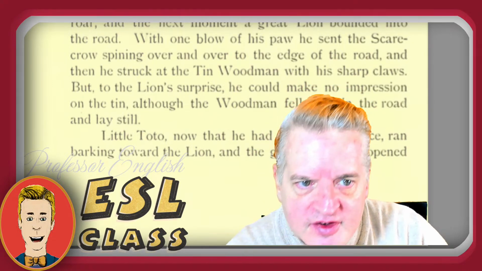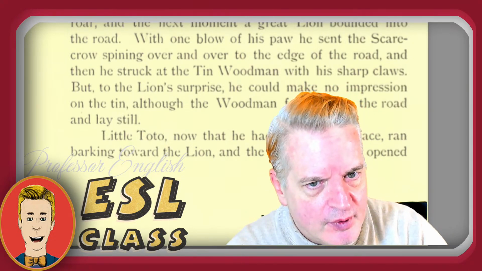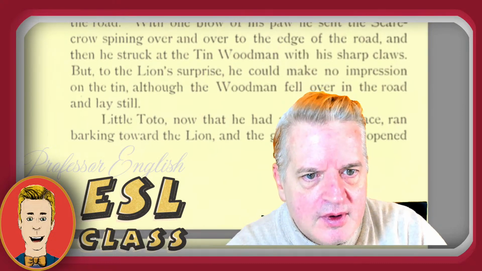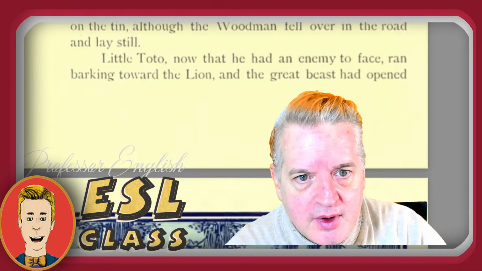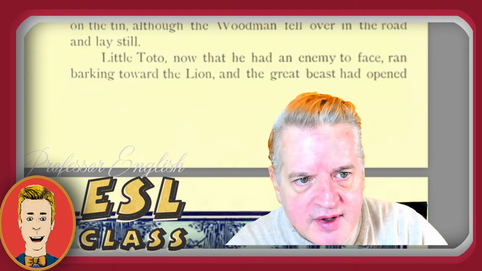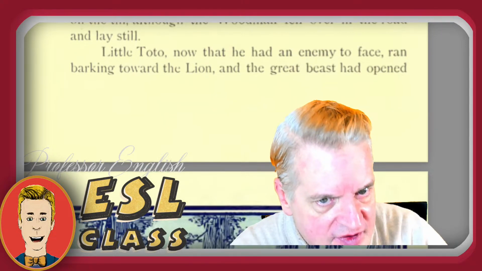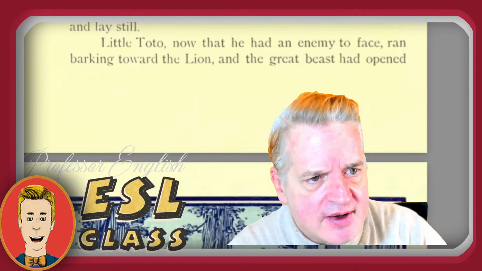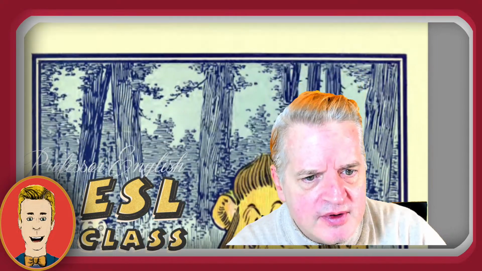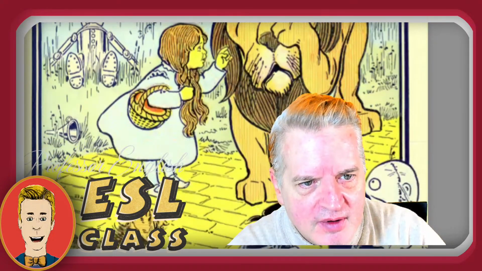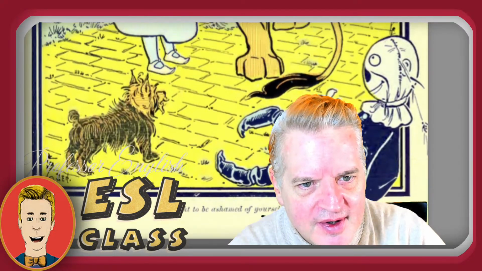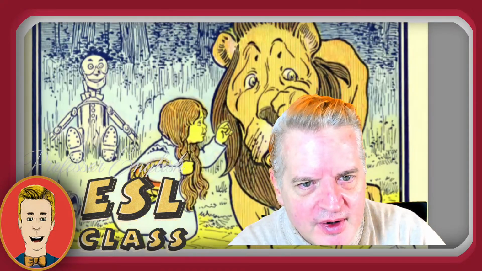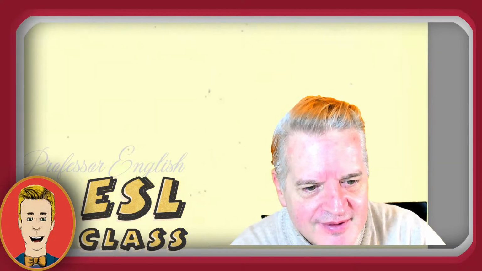But, to the lion's surprise, he could make no impression on the tin, although the woodman fell over in the road and lay still. Little Toto, now that he had an enemy to face, ran barking toward the lion, and the great beast had opened... Okay, and then we have the picture of the cowardly lion. Here's the scarecrow lying on the road, and Toto barking. There's the Tin Man.